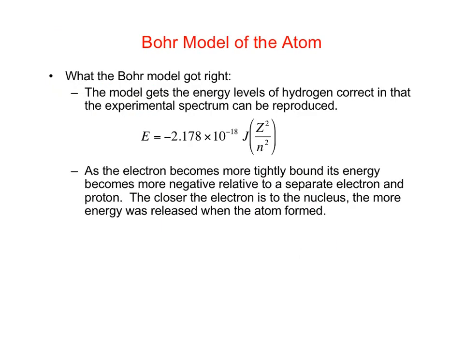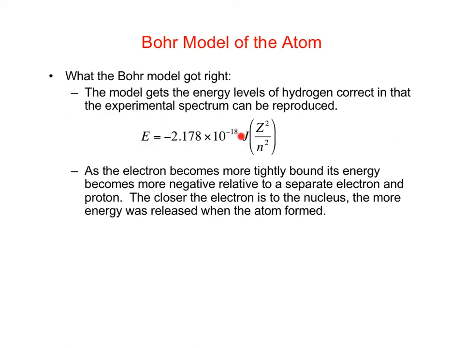So the main thing that the Bohr model got right was the idea that the energy levels of an electron in an atom are quantized. Only certain energy levels are allowed. And Bohr was also able to come up with an equation to correctly predict the energy levels in the hydrogen atom. And his equation is given here, where we just have a constant out in front.